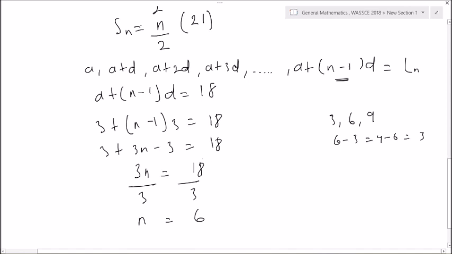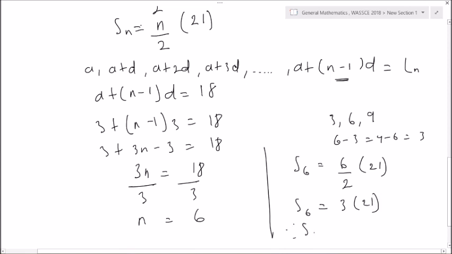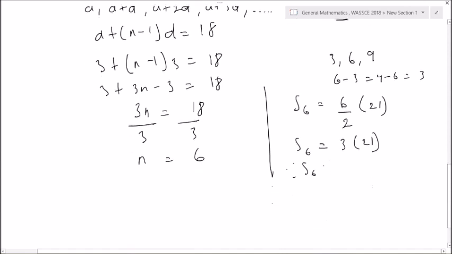So now that we have our n to be 6, we substitute into this equation. We are finding S of 6 is equal to 6 divided by 2 times 21. That's S of 6 is equal to 3 times 21. So therefore, S subscript 6 is equal to 63. So basically, the sum of the progression is 63.